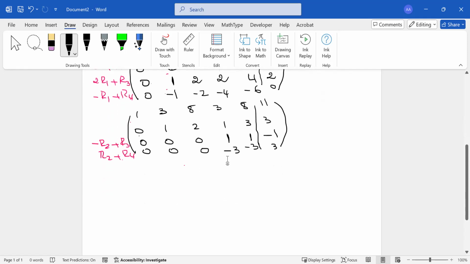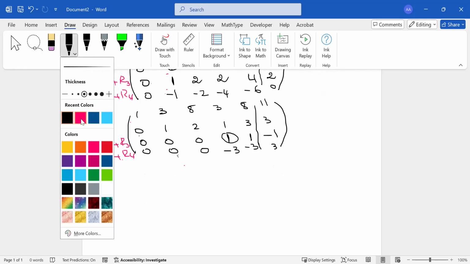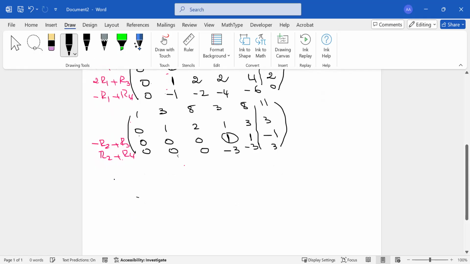All right, as you can see, now we move to our next pivot, which is this one right here. So we want to get a 0 under that one. Let's rewrite the other rows: 1, 3, 8, 3, 8, 11. I'm writing all the steps for the sake of explaining, right? 1, 3, 3, 0, 0, 0, 1, 1, -1.